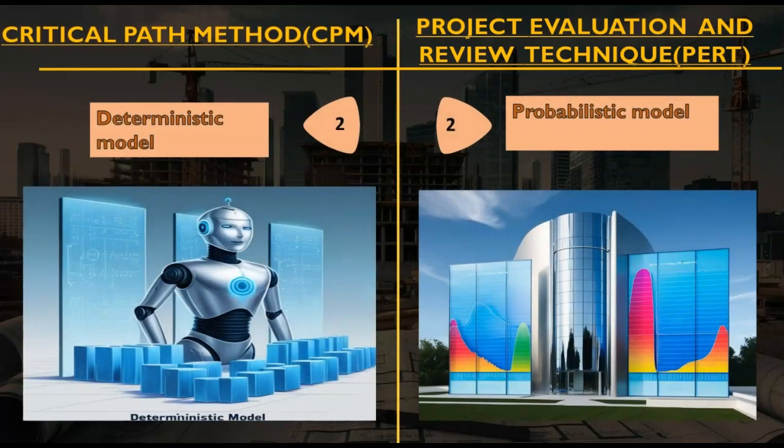The next difference is CPM is a deterministic model because a fixed time duration is assigned for every activity, but in the case of PERT, it is based on a probabilistic model. As was explained in the conversation, there is optimistic time, most likely time, and pessimistic time. And TE, that is expected time, is calculated in PERT.